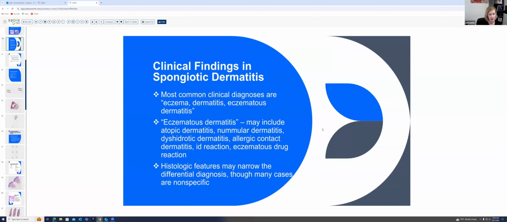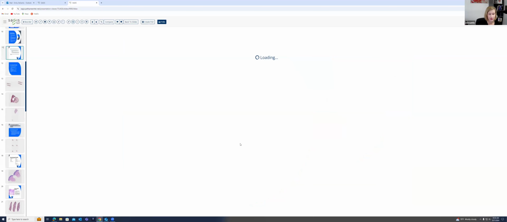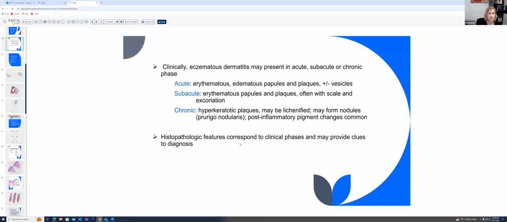And there are some histologic features that can help us to narrow the differential diagnosis and arrive at a more specific diagnosis. But in many cases, there is a lot of overlap, and the findings really are nonspecific, and the best that we can provide is a differential diagnosis that requires clinicopathologic correlation to arrive at a final diagnosis.